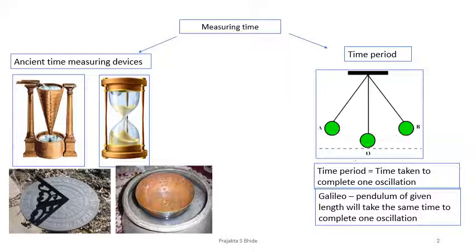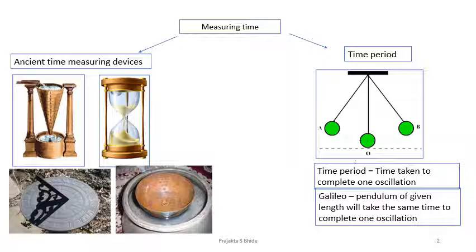Okay, what he did was he tried to find out what the time interval for one oscillation would be. Through various experiments, what he found was that for a given pendulum where the length of the string remains constant, whatever it is, 10 centimeters, 100 centimeters, 1000 centimeters, doesn't matter, if that length is constant, then the time taken will be the same to complete one oscillation.